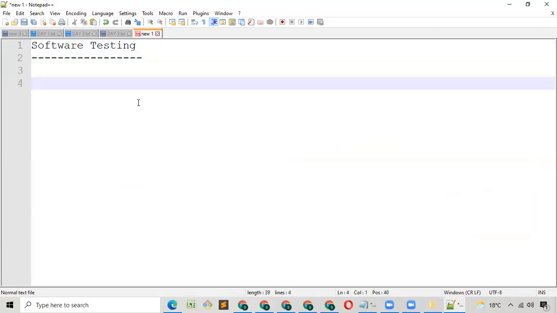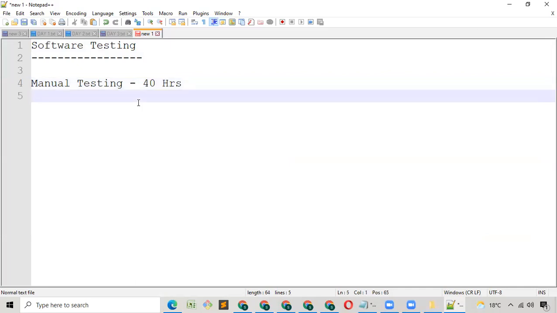Now tell me first, manual testing. Manual testing for about 40 hours is what I will teach. Now I'm telling, plus or minus 5 will happen. If I'm teaching 45 hours or 38 hours, please don't ask me, sir, in the brochure you told 40 hours. Please don't tell like that. Next, automation testing using Selenium for about 80 hours.